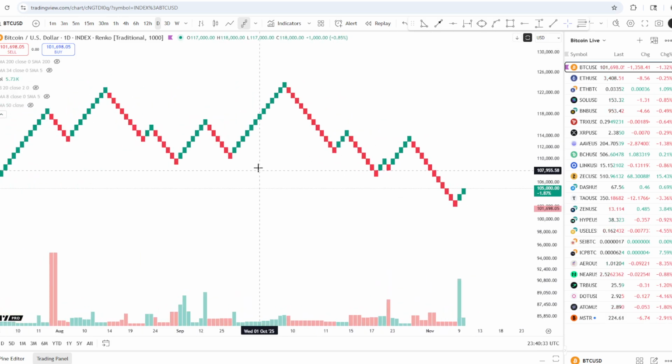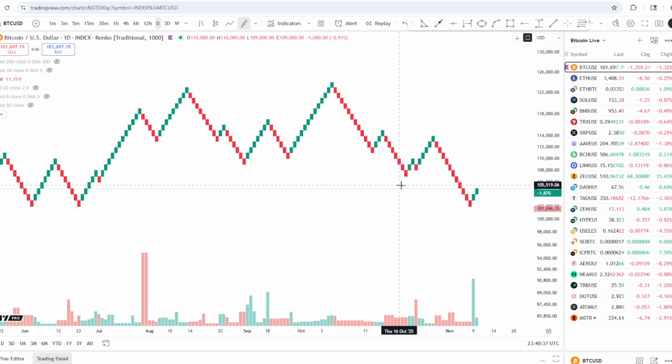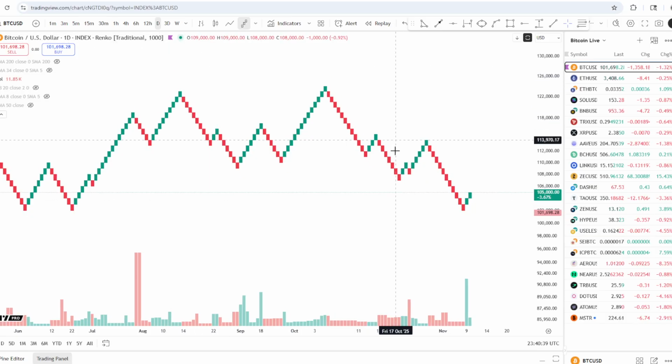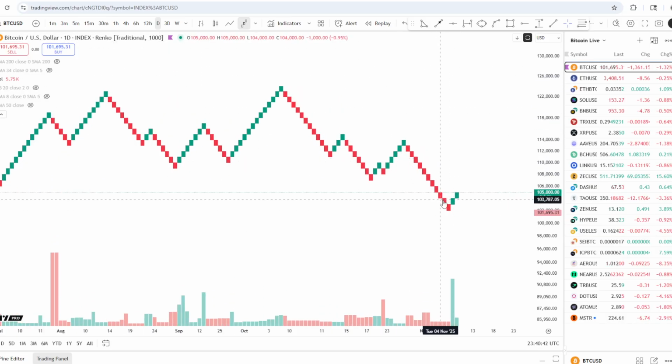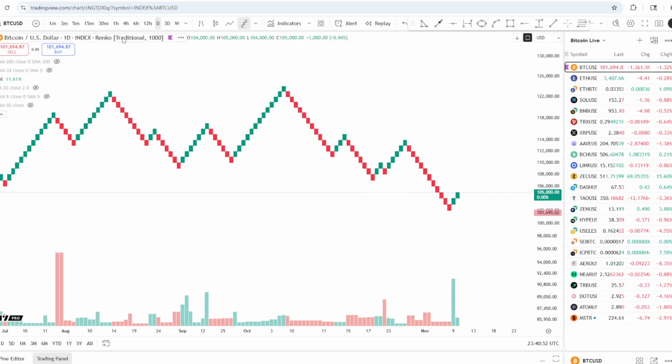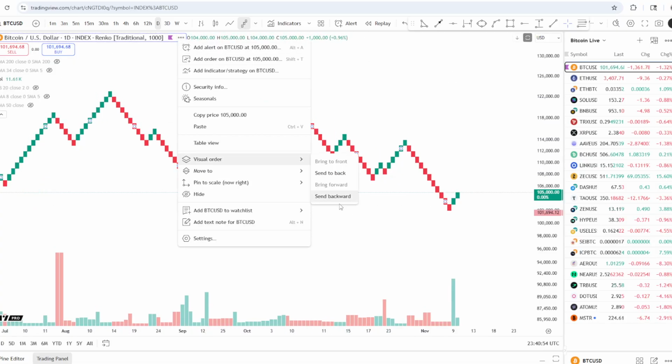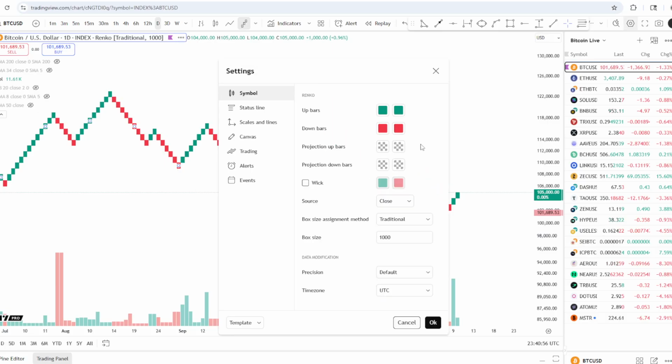So what I'm going to do here, I have the Bitcoin chart with traditional, which means like a dollar amount, and 1,000. And that basically means every time it goes up $1,000 on a closing basis, you get a new candle. If it goes down $1,000 on a closing basis, you get a new red candle, right? So let me go ahead and show you the settings so you can understand what this is. It might be super confusing. What am I talking about?